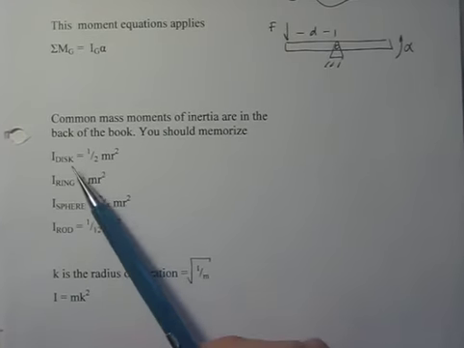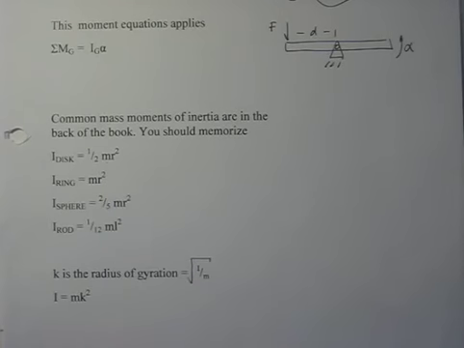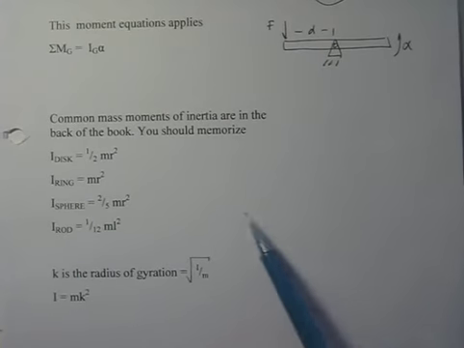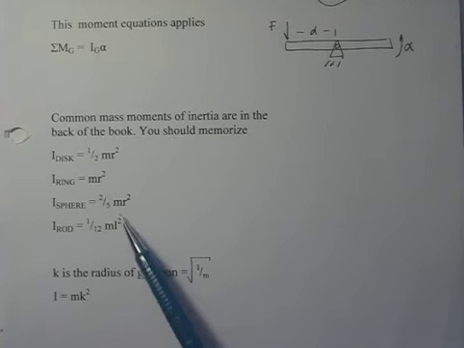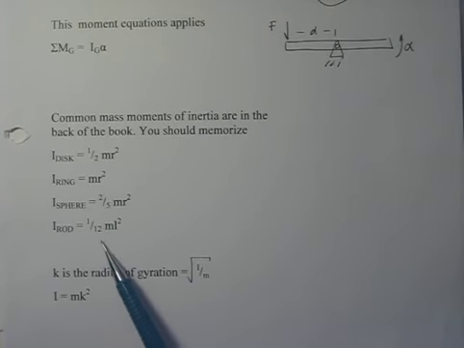The moment of inertia of a disk is 1/2 mr squared, of a ring, where all of the mass is concentrated on the outside of the round shape, is mr squared. A ball or sphere is 2/5 mr squared, and a rod or stick is 1/12 ml squared.